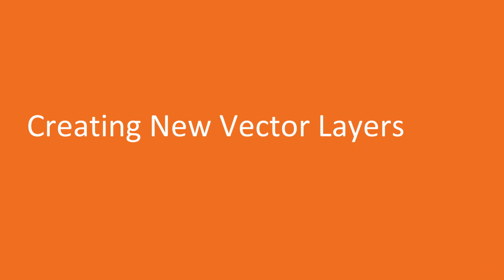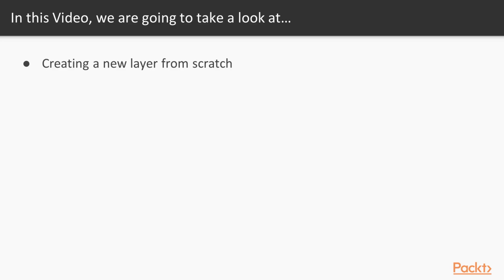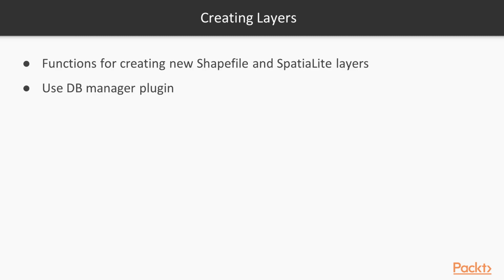Now we move on to the first video of this section that deals with creating new vector layers. In this video, we'll learn to create a new layer from scratch. QGIS offers a wide range of functionalities to create different layers. The new menu under Layer lists the functions needed to create new shapefile and SpatiaLite layers, but we can also create new database tables using the DB Manager plugin. The interfaces differ slightly in order to accommodate the features supported by each format.